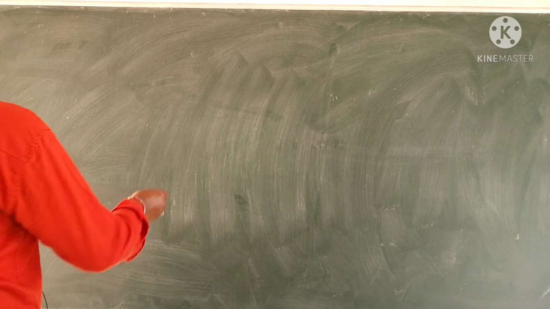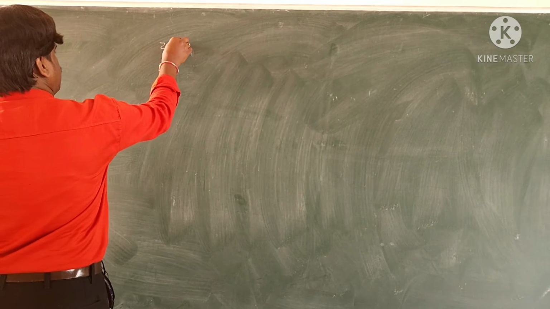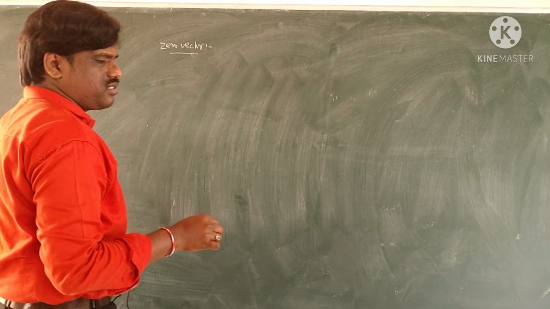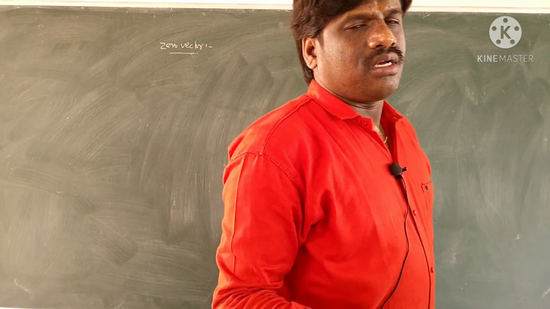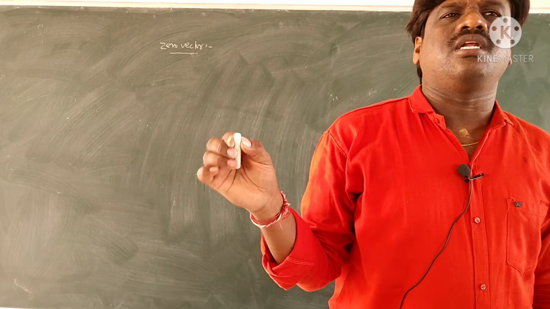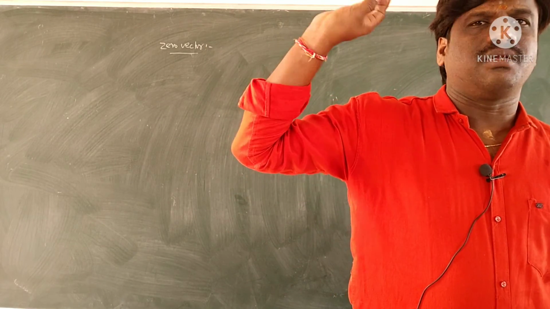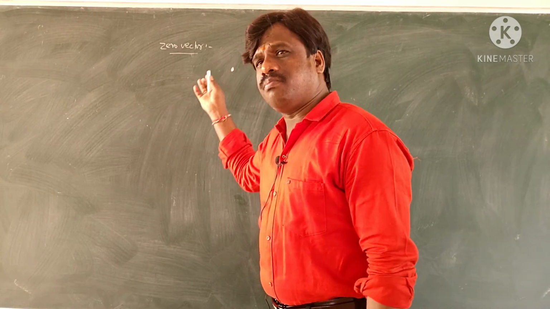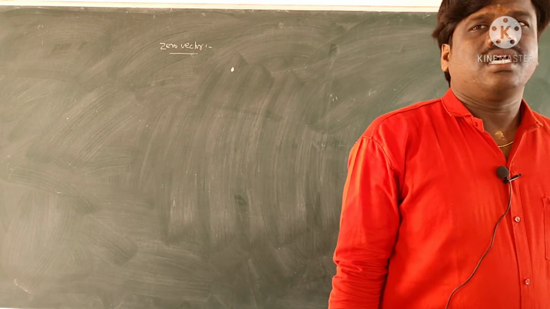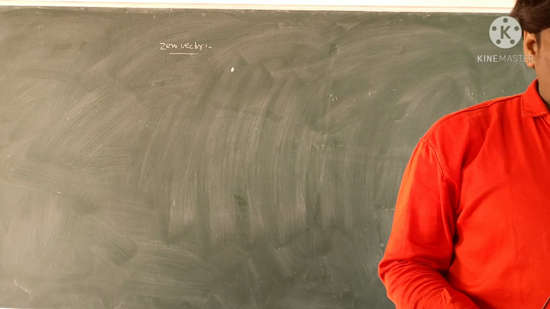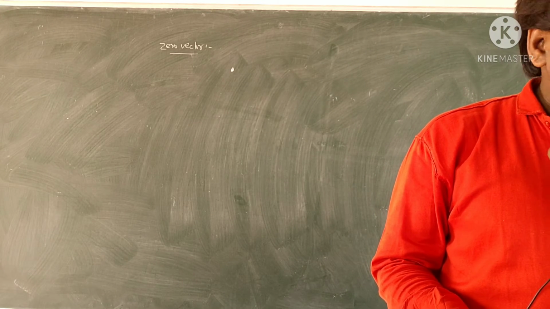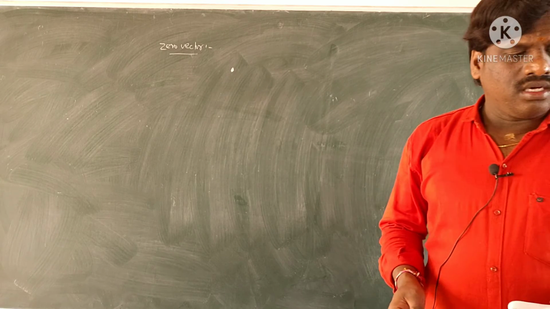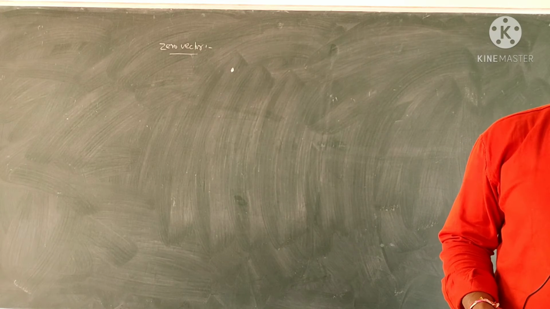What is a zero vector? Nobody will ask this in the exam, but I am telling you. A zero vector is a vector whose initial point and terminal point are the same, whose end point and initial point are the same. A vector whose initial point and terminal point are the same is called a zero vector.